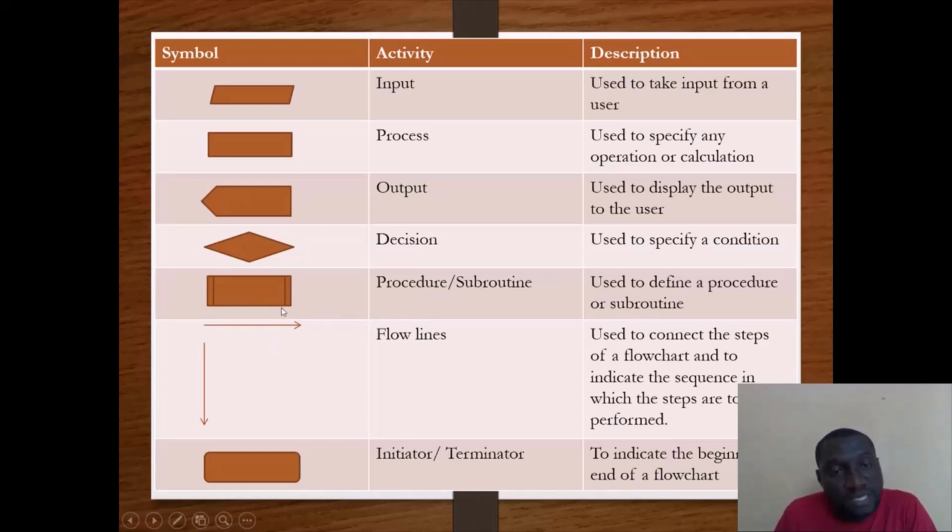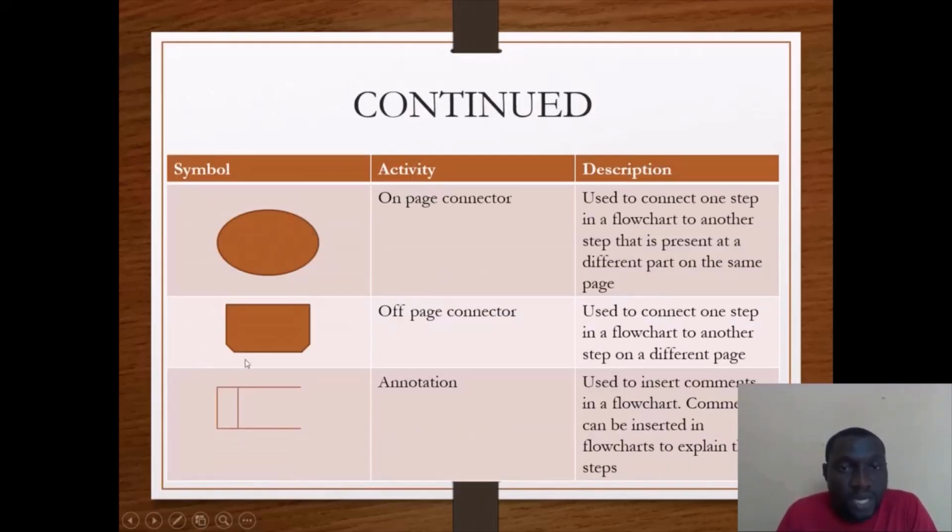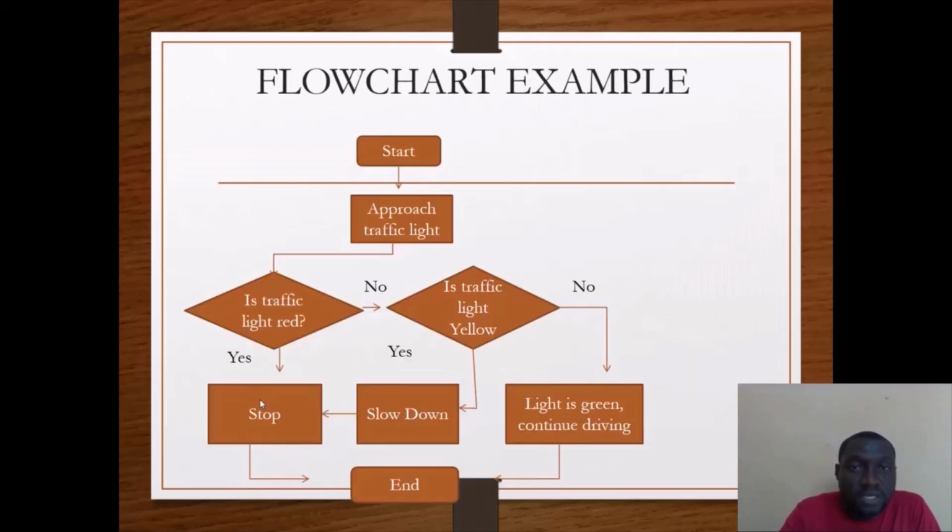We will look at procedures in other videos. Then these are the flow lines, initiator symbol. Then we have on page connector, off page connector, annotation. We'll go into details on how to use these symbols. Now, look at a typical example of a flow chart.